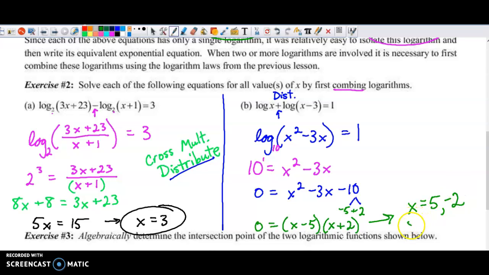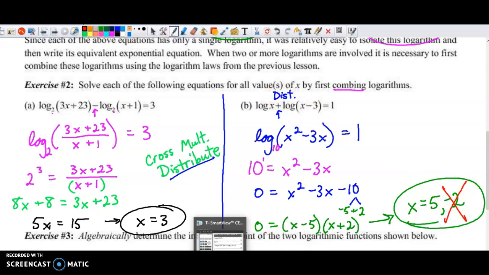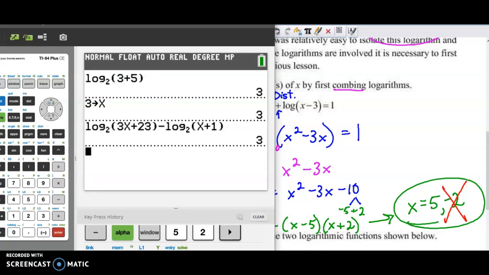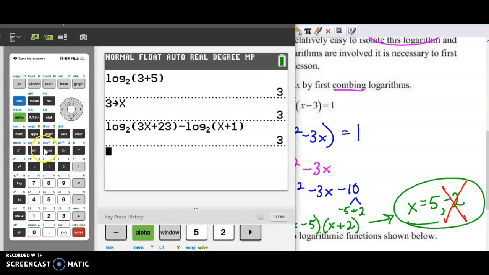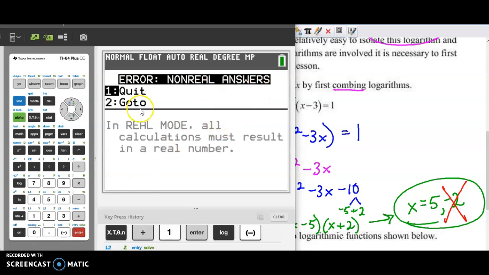Now here's another thing. It's been a while since we've done it. We can only log positive numbers. We cannot log negative 2. So that's why I've been encouraging you to check your work. If you try to log negative 2, your calculator will say error.